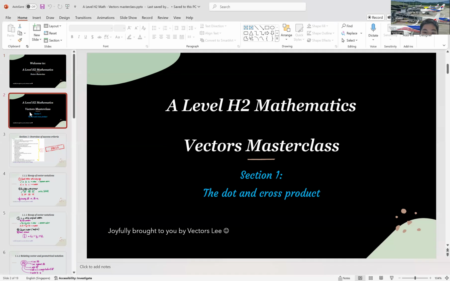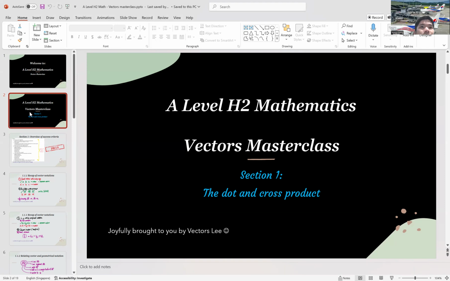Section 1 of the vectors masterclass is going to be on basic vectors. This is the solid foundation of vectors that you all need to grasp, because in the later parts, things like projection vectors or even applications with lines and planes are going to get increasingly hard if you don't start from the foundation.